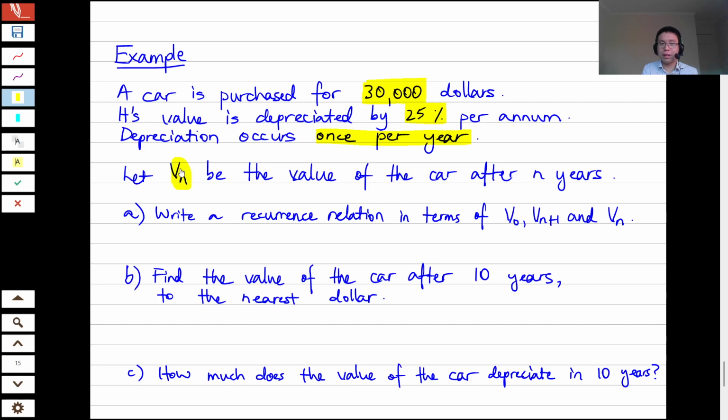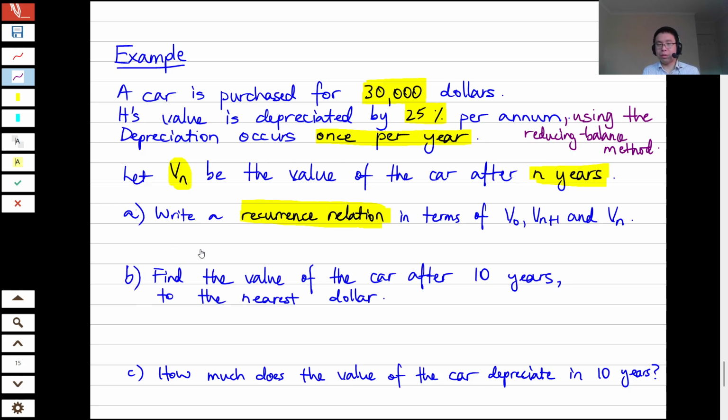Let Vn be the value of the car after n years. Part A asks for a recurrence relation. So, because we are using flat rate depreciation, and I should actually say this in the question, so I should say its value is depreciated by 25% per annum using the reducing balance method. Not the flat rate method, that's the other one. Today we're using the reducing balance method, which will use a geometric sequence.